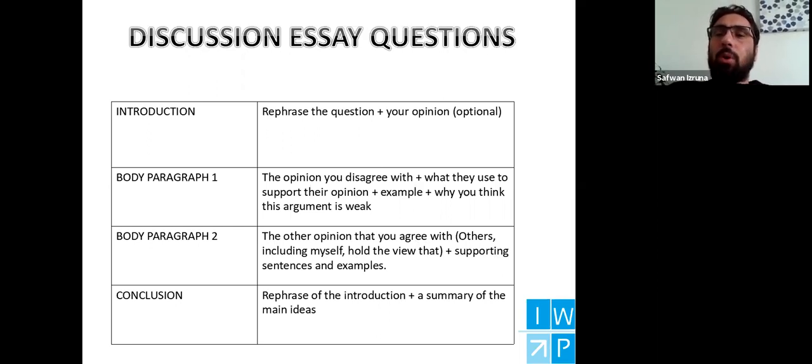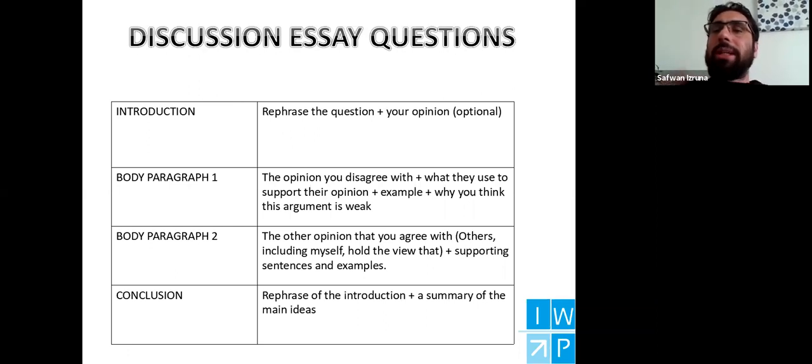Now, the third approach, which I suggest and recommend, is that you fully agree with one of the sides. So you totally agree with one of the sides. You can rephrase the question by presenting both of the opinions, and then you can present your opinion that you totally agree with one of the sides. Now, what I recommend is that you start with the side that you disagree with. This is important. You start with the side that you disagree with, and you don't start with the side that you agree with.